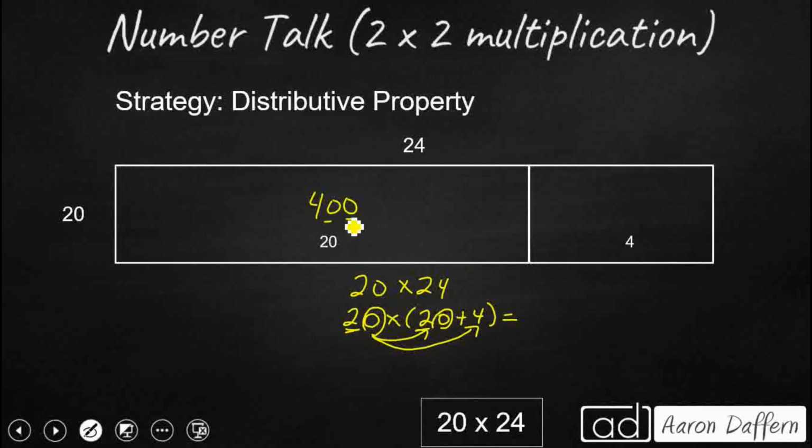And then I've got 20 times 4. So 2 times 4 is 8, add that 0 back in is 80. So 400 plus 80, that's a pretty easy one to mentally add. We've got our 480 once again.